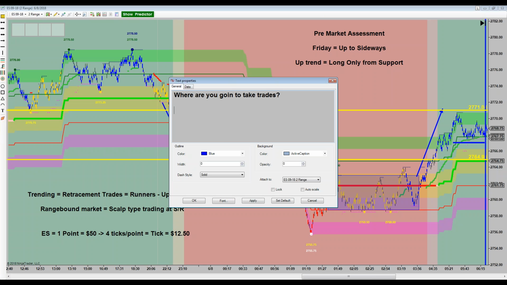We'll give you another 8 seconds. Where are you taking trades? We know it's long only, sideways to up. Where are you getting in? Just type in a number. You see this? You see the levels there. Where are you getting in? Time's almost up. 5 seconds. 3 seconds. Where are you getting long from?